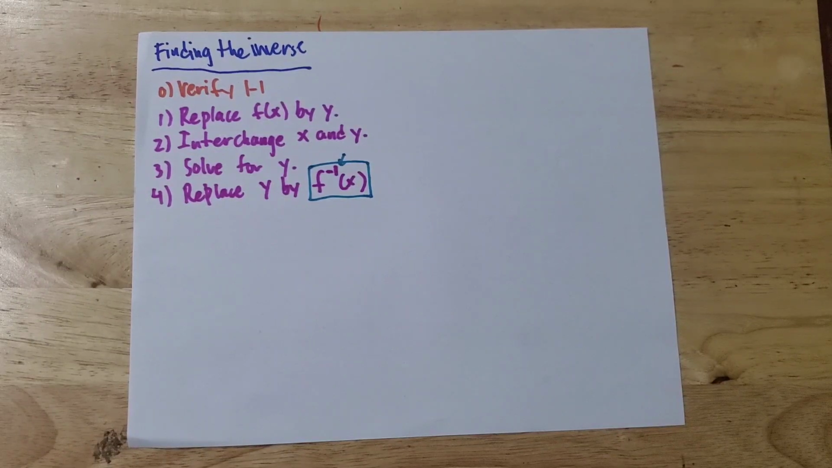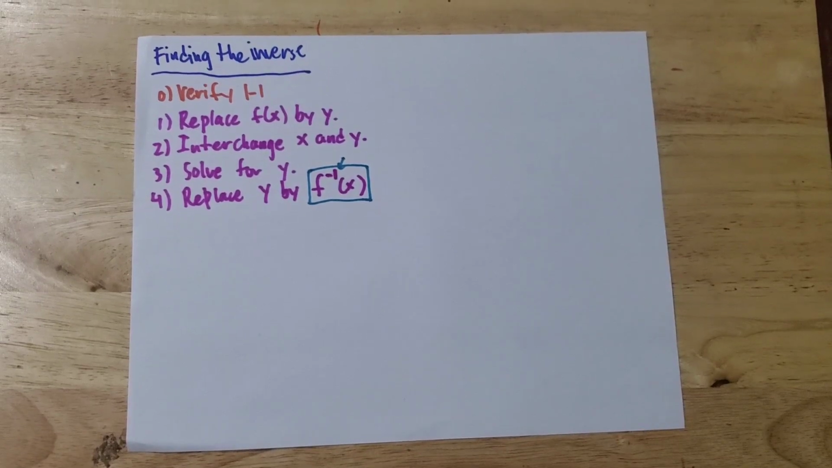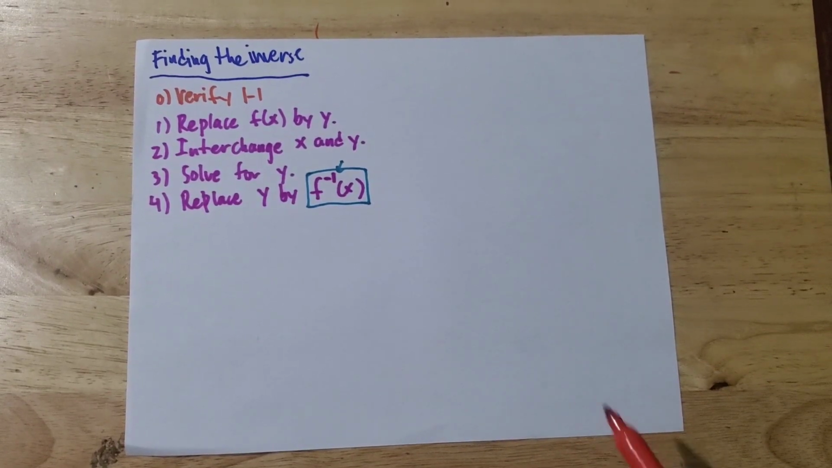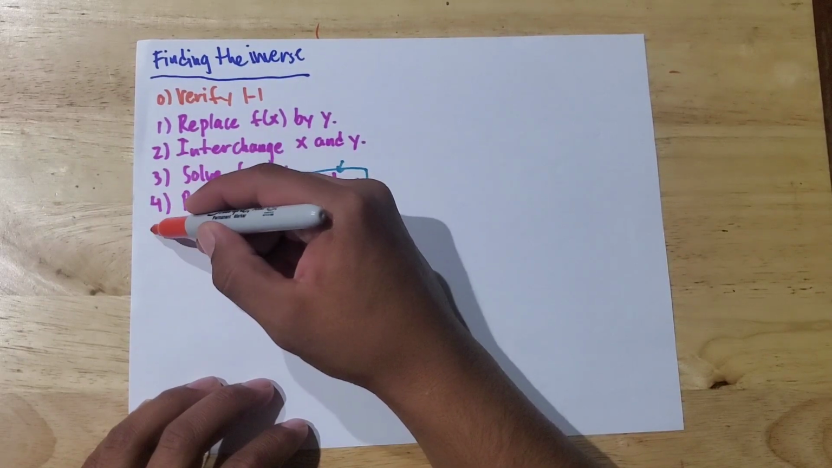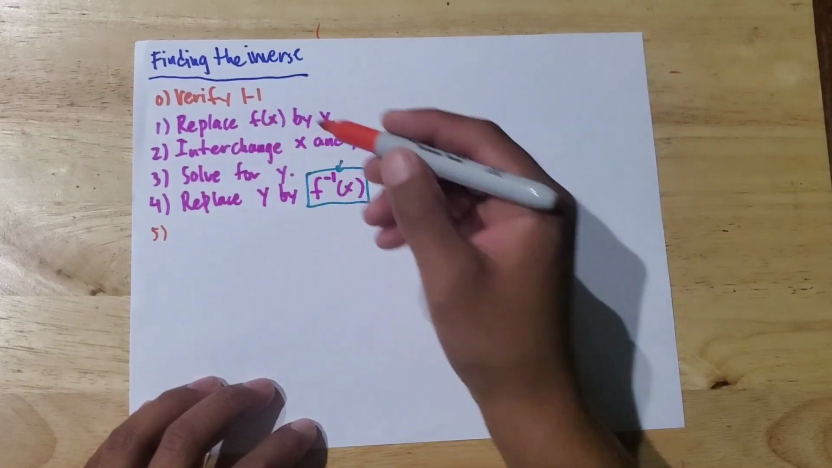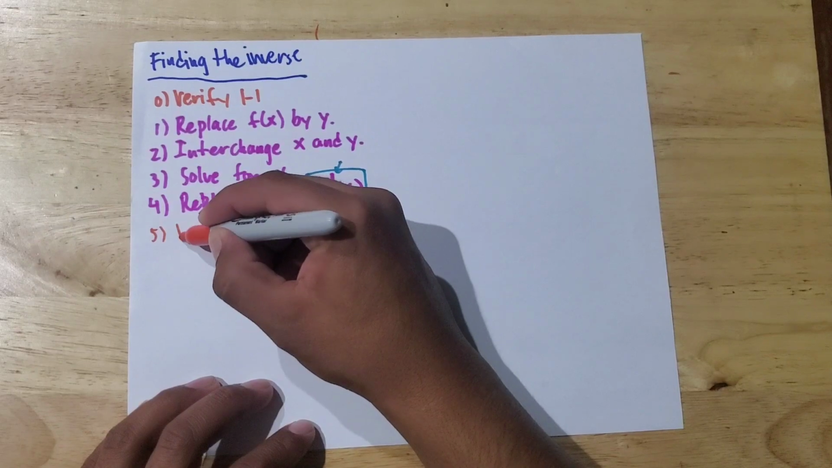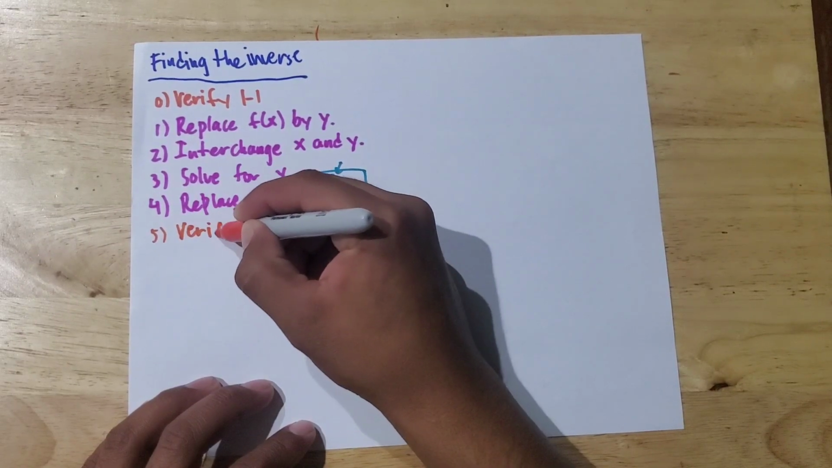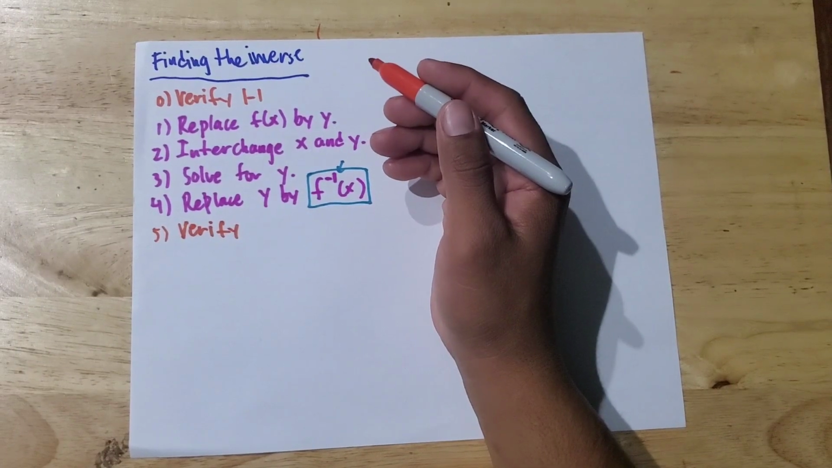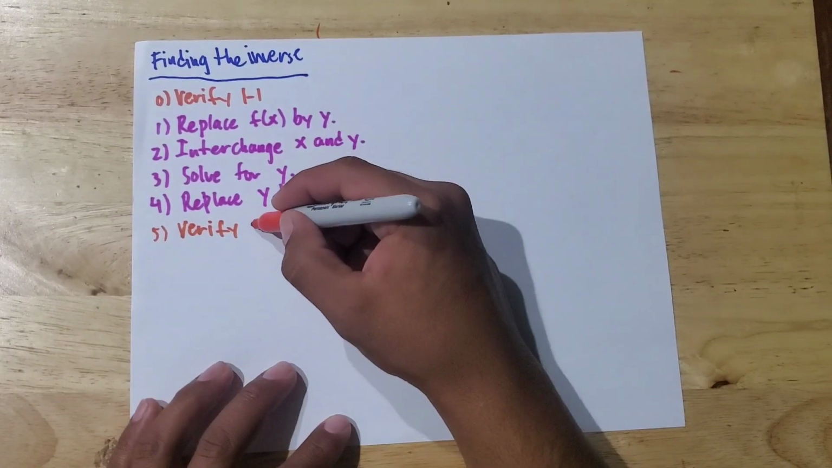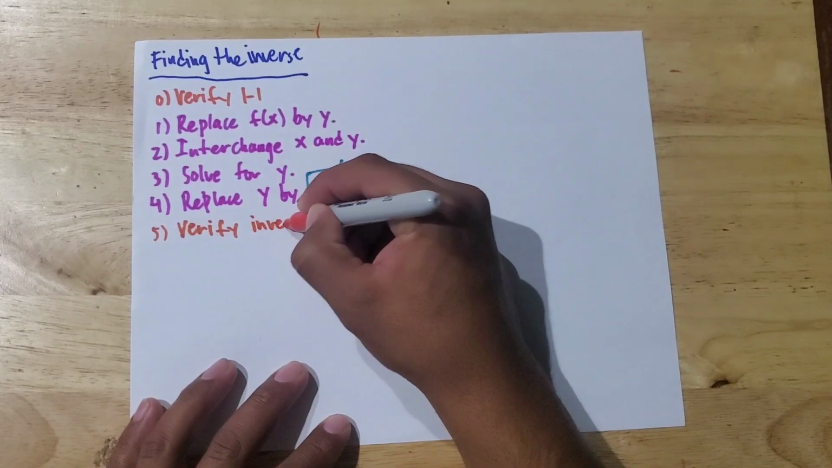And then you can verify. So again, it's if you verify it as one-to-one. So this isn't necessarily step 5, but I'll put 5. And you can verify. This is the part where I'm saying that you can check your own work to see if you did it correctly. You can verify inverses.